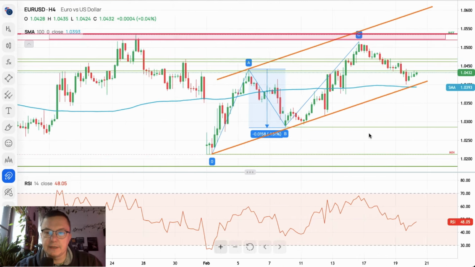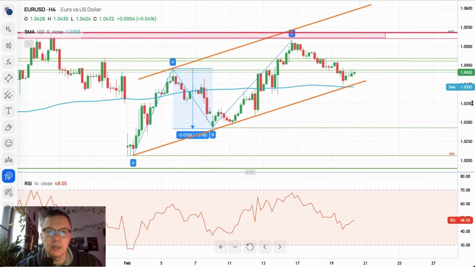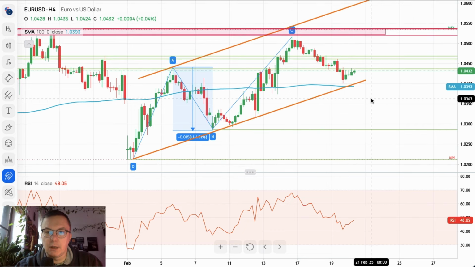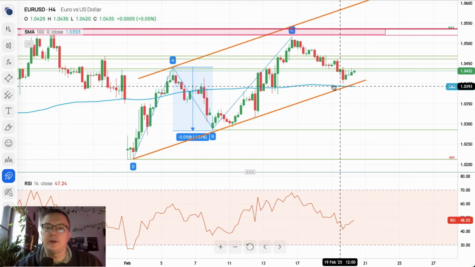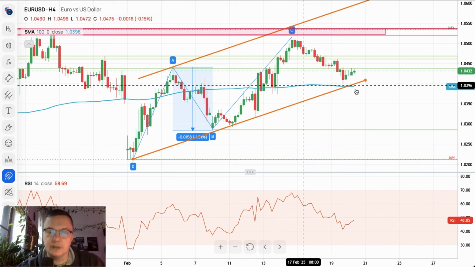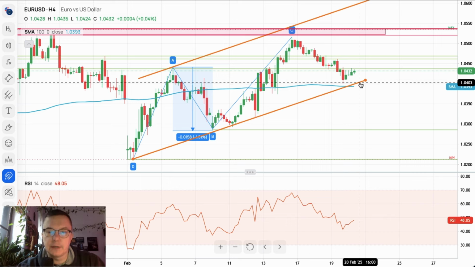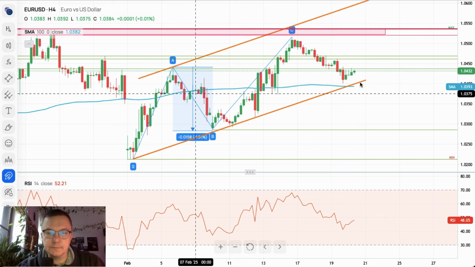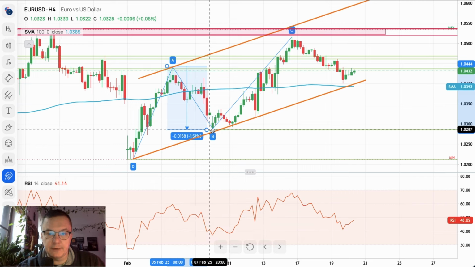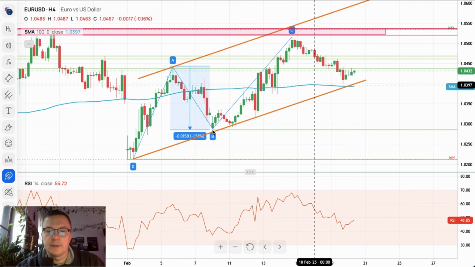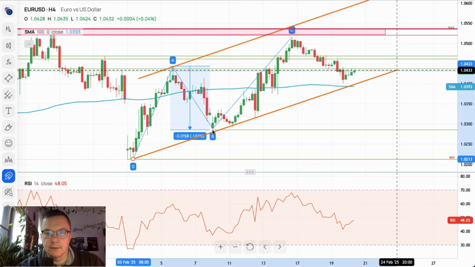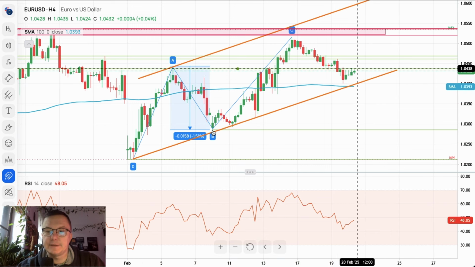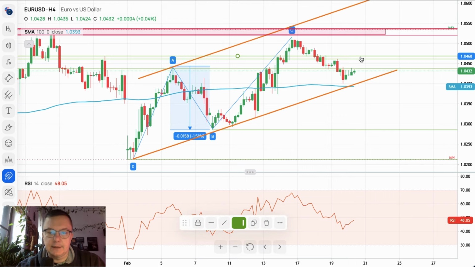So right now, let me just remove this one. What do we have here? Let's take a closer look at the euro dollar. So we went down towards the level of 1.0401, and we are just above the 100 periods moving average, just above the lower channel line as well. So we should prepare ourselves for an eventual test of this line. So this is the trend line. We might see some kind of test here soon.